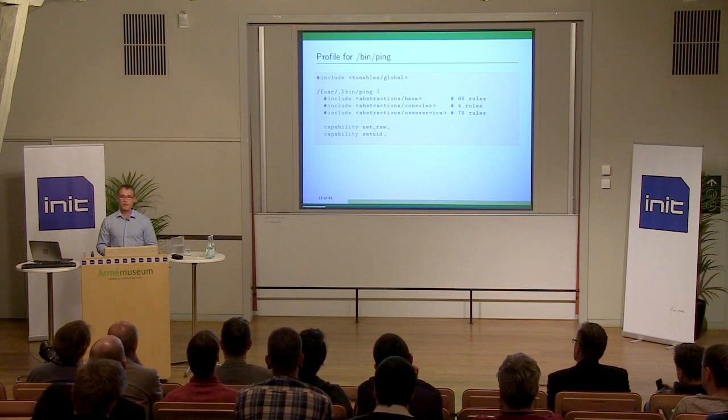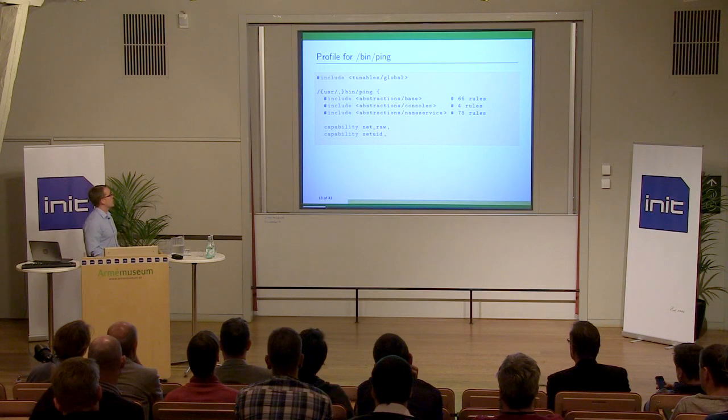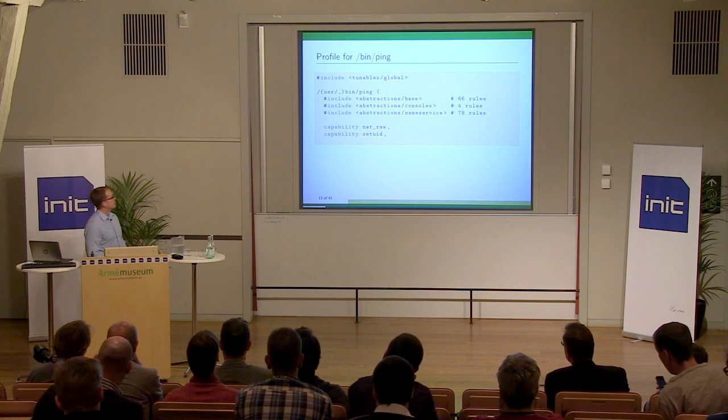Next, with the keyword capability, we can allow certain capabilities. So with those two lines, we allow ping to use the capability net_raw and setuid. Without those lines, ping wouldn't be able to use those capabilities even if they were granted to the binary.